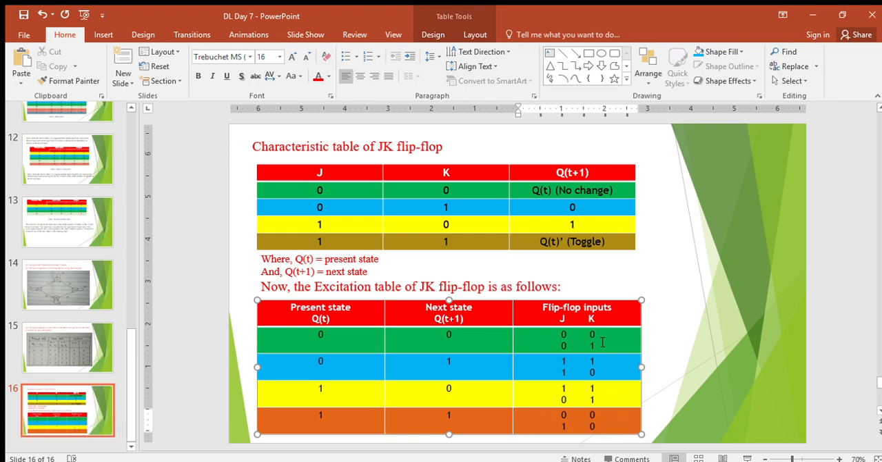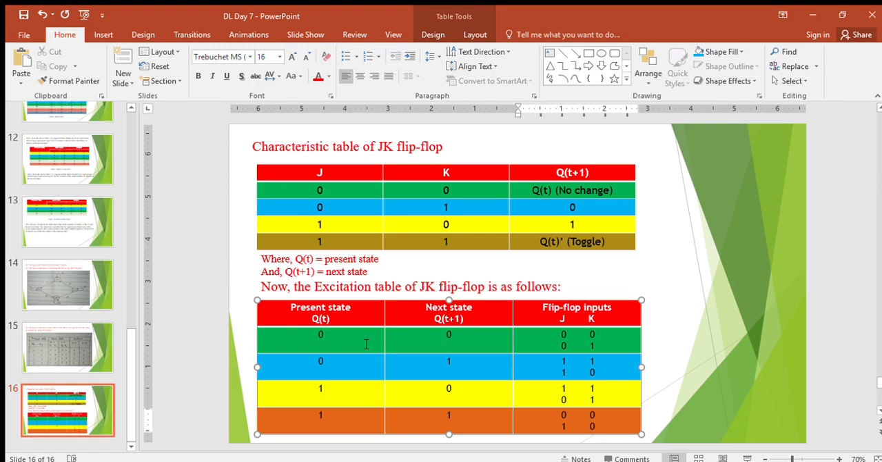Okay, now the excitation table of the JK flip-flop has not yet been completed. Look at here, for a simple understanding, let us make a mindset that the present state possesses a single value, and so does the next state, but the flip-flop inputs J and K possess dual values in the same state.